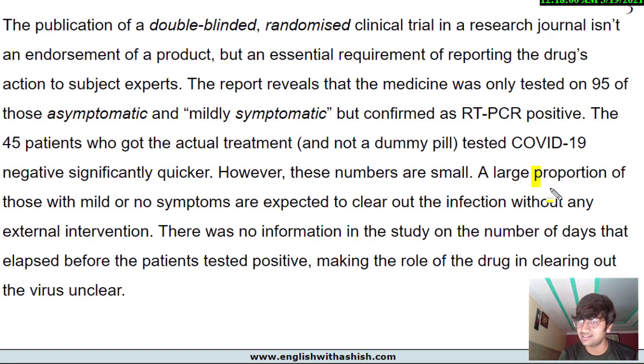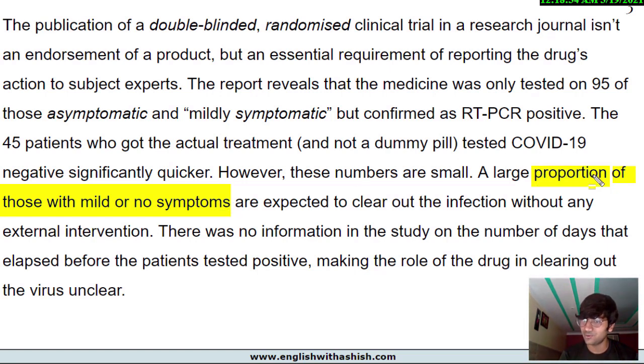So proportion is the main noun, right? Simple subject. Do we have a verb after it? No, we don't. That means the subject is not completed, right? So main subject, simple subject, pre-modifiers a and large. Proportion of those with mild or no symptoms, right? This is again a prepositional phrase, of those with mild or no symptoms. After that we have are expected, a verb phrase. That means this is the complete subject. A large proportion of those with mild or no symptoms, the subject of our sentence, right?